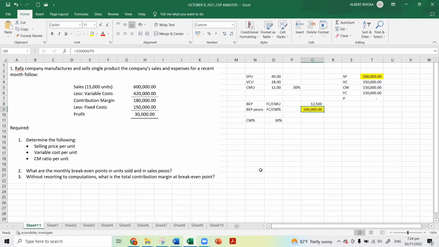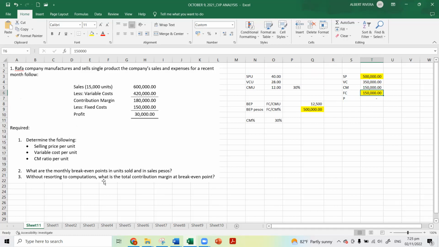Since the concept states that there is no profit or loss at break-even point, the level of contribution margin at break-even point should equal the amount of fixed cost. Since the fixed cost given here is 150,000, and the break-even sales provides you no profit nor loss, zero, so at break-even point, your CM is equal to your fixed cost.